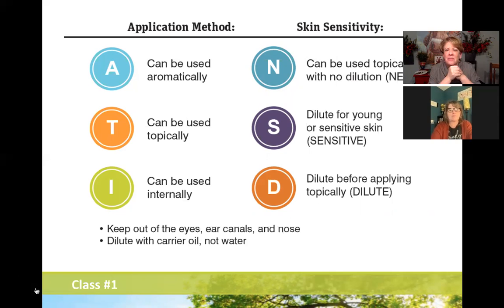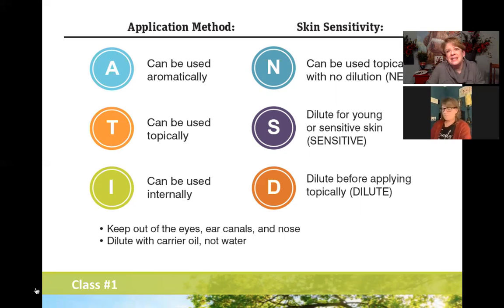If it says an A, it means they can be used aromatically, which means you put it in a diffuser or you put it on your hands and inhale. If it says a T, it can be used topically. So those are the oils that you could use on your back or on your chest or over an area of concern, any of those things. And I means that it can be used internally. So in that case, we would either put a drop under our tongue, use it in a little bit of water, or put it in a veggie cap. So that's what we mean when we're saying internally.